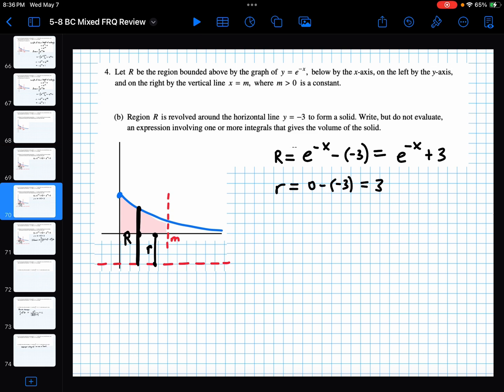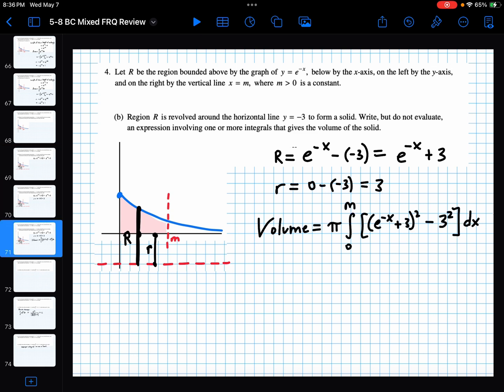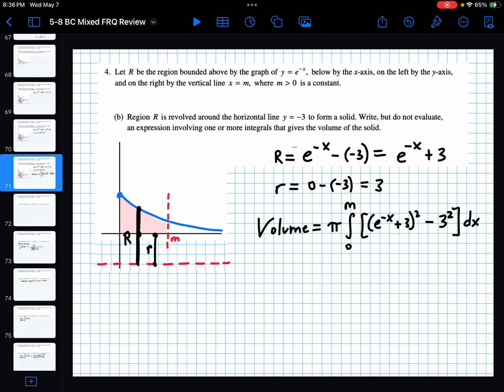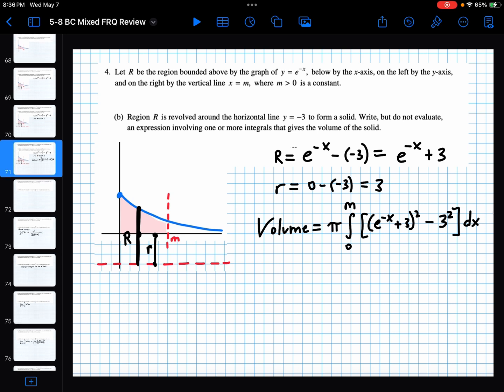And then the formula is easy. It's pi times the definite integral, in this case from 0 to m, of big R squared minus little r squared dx. And again, be careful about reading this stuff. They say do not evaluate that, especially on a non-calculator question. Don't get bogged down evaluating something that you do not need to. There's your answer for part B.